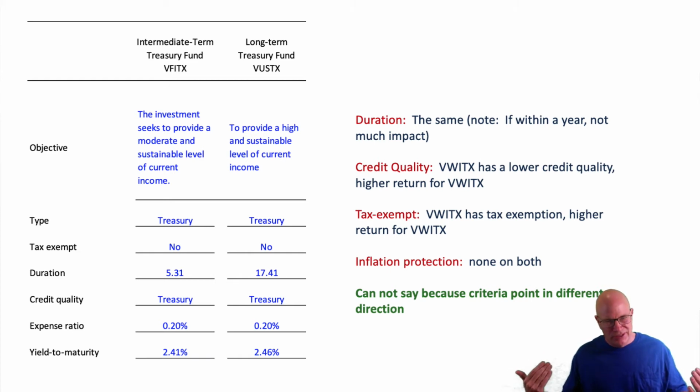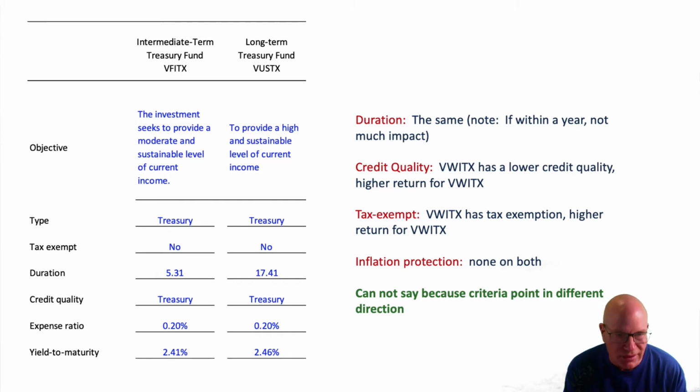Duration is roughly the same again. I would call them the same. Again, they're roughly the same, even though the duration impact, 4.9, is a little bit different for the tax-exempt fund. Type is Treasury for the first one, Municipal.